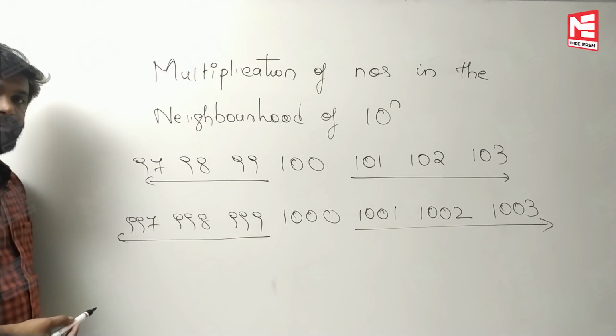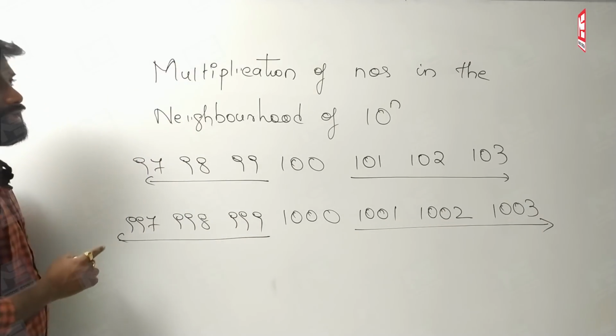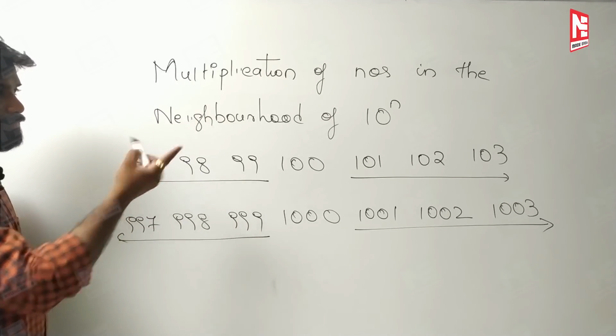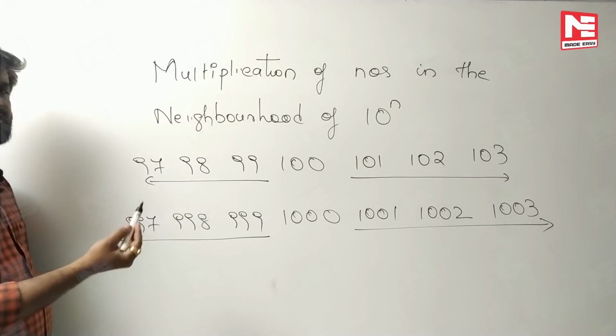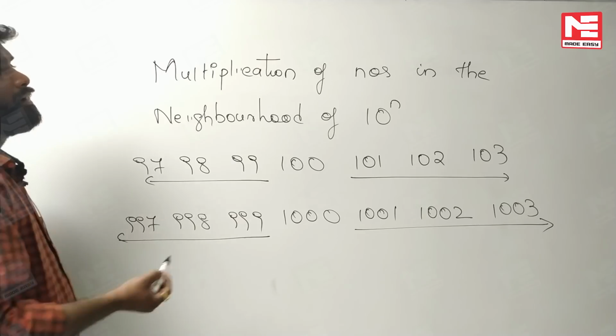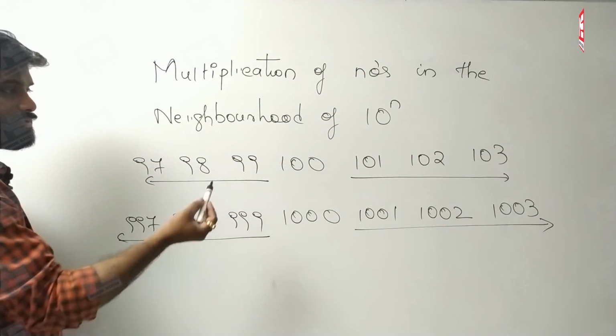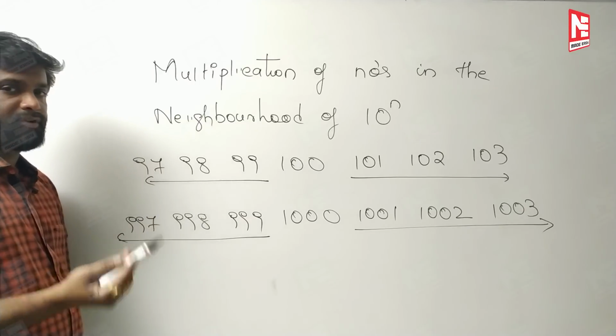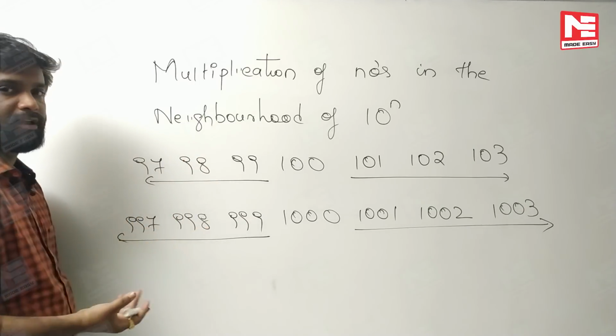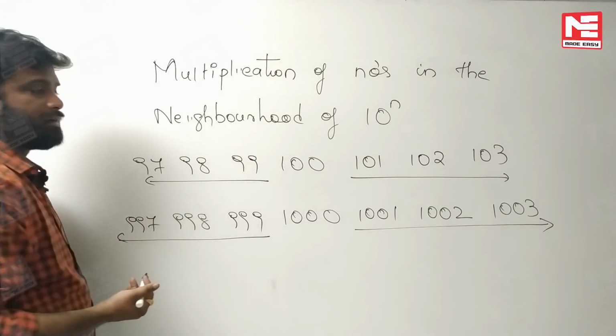Now, my dear friends, we are going to discuss how to multiply the numbers in the neighborhood of 10 power n. 10 power n means in the place of n you can put any number. How to multiply the numbers which are in the neighborhood of 10 power n. Suppose 100 can be written as 10 power 2. That means in the place of n we are putting 2. 100 can be written as 10 power 2.